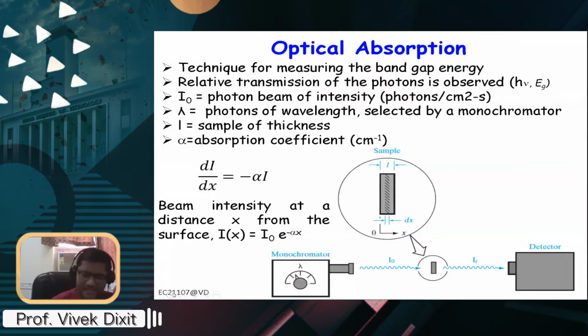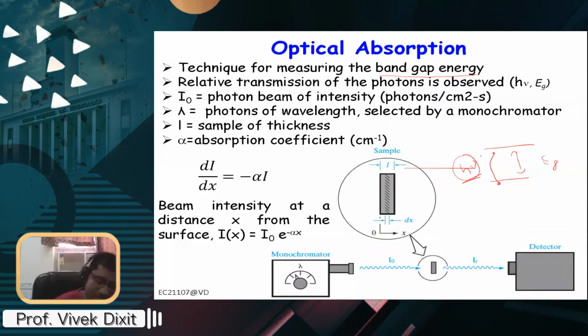So let us consider optical absorption first. Optical absorption is a technique to measure the band gap energy. How? Let's say this is your band gap Eg, and if I bombard it with a photon whose energy is less than the band gap, what will happen? This energy is insufficient to excite the electrons from the valence band to the conduction band, right? So that means what will happen? This photon will not be absorbed, it will pass by. Correct?